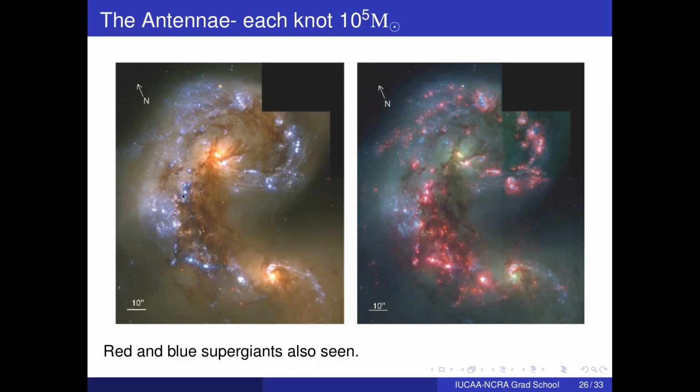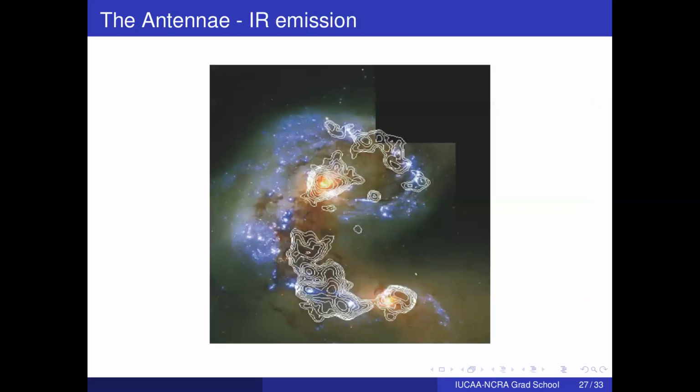Now there are some regions which are obviously dusty, right? You don't see much, but does that mean there are no stars forming there? No, they could be forming there and they could be emitting infrared. So what this plot shows is the same image, but now we are over plotting the contours of the far infrared emission from this galaxy.